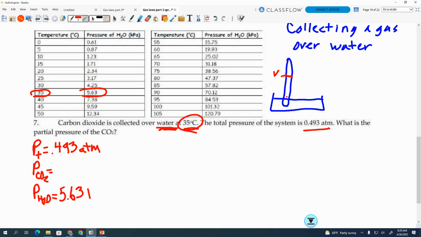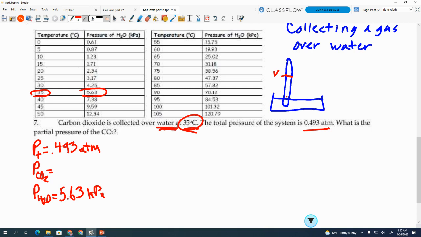So I find 35 degrees on here, and I find that my pressure of water is 5.63 kilopascals. So the one here only does that. The problem that you might have on the exam or test 3 is going to be between those ranges. This one, I just pulled a table out of a textbook, so I had a larger table. All right.